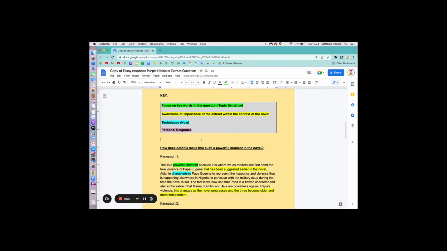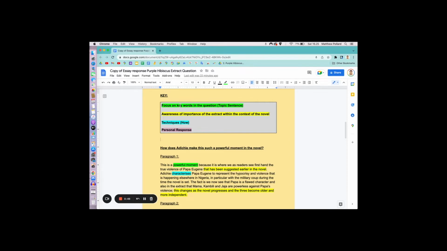The next thing I want to do is to explain the colour key used. And you can see in green, it's a focus on keywords in the question, i.e. the topic sentence. In yellow is where we're showing awareness of the importance of the extract within the context of the novel as a whole. In blue, we've got the focus on the how of the question, i.e. the techniques. And in that lilac colour, we've got a bit of personal response as well.